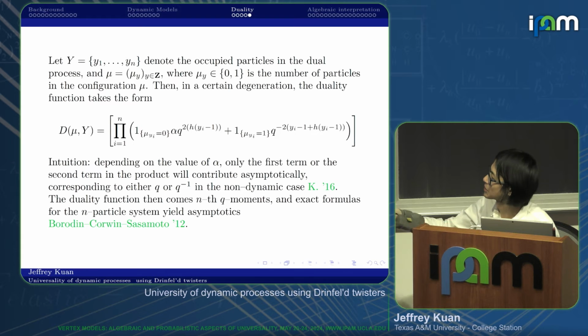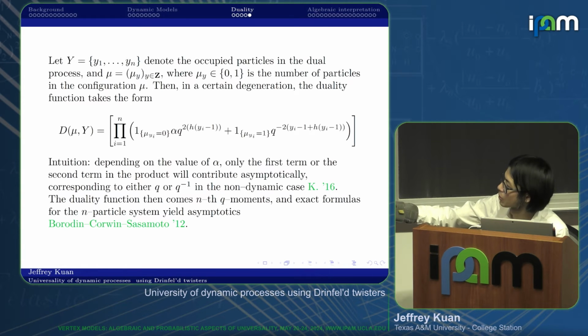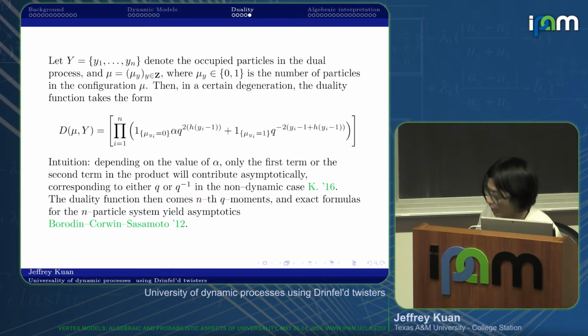And I should also note this duality function is related to a paper by Borodin, Kuan, and Sasamoto. And in this paper, the duality function becomes the nth Q moments.